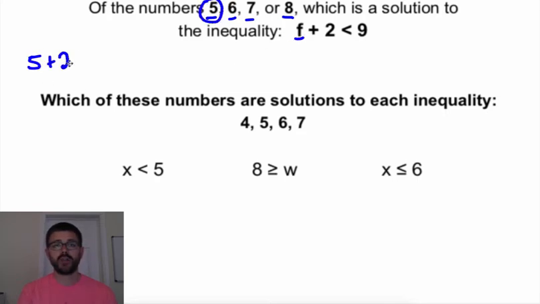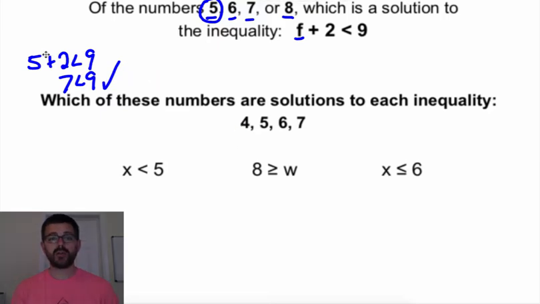So 5 plus 2. 5 plus 2 is 7. Is 7 less than 9? Yes. So 5 is one of my solutions. So now I check again. Let's try 6. So we plug it into the inequality, and then we check. 6 plus 2 is 8. Is 8 less than 9? Yep. So 6 is a solution for it.